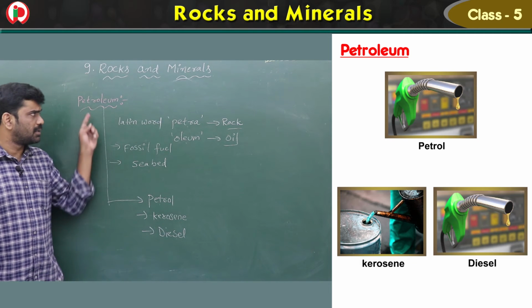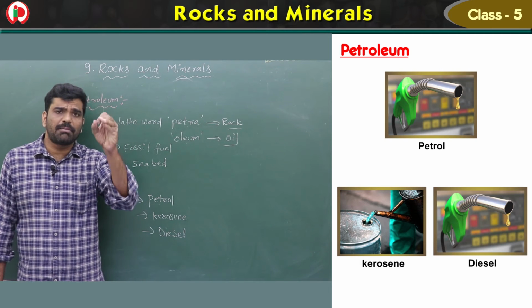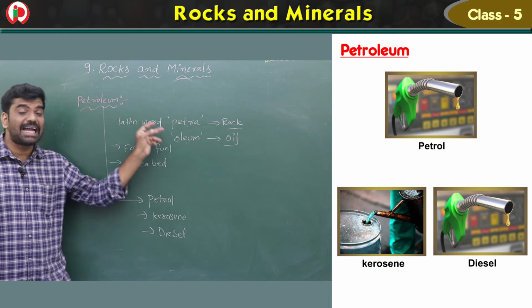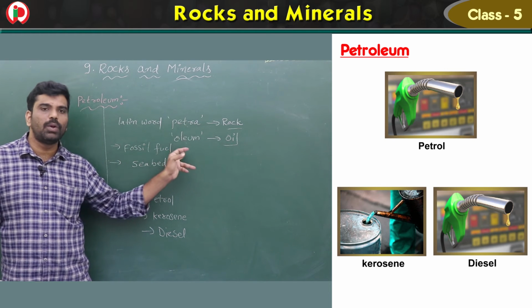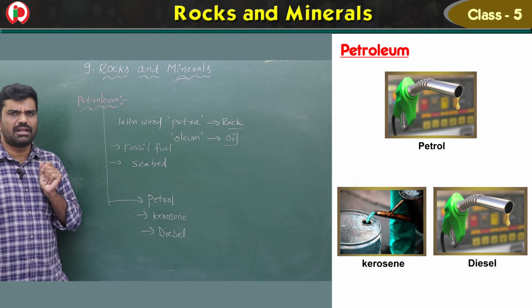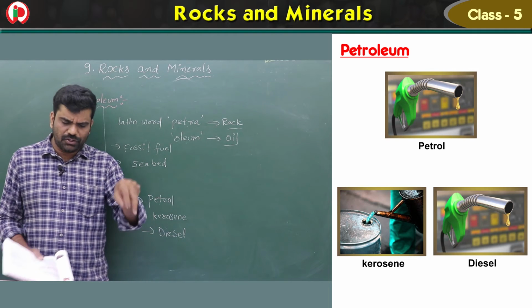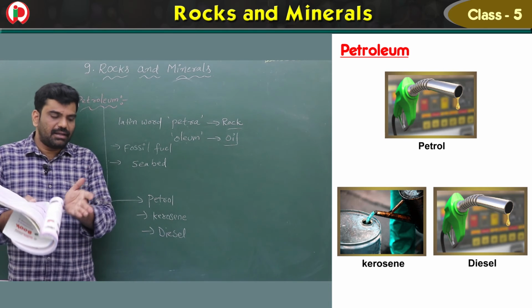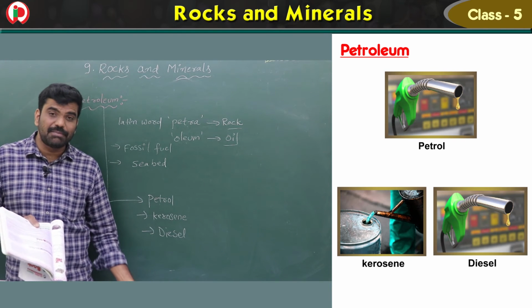Okay. So here, once again I tell, petroleum is also a non-metallic mineral. The word petroleum comes from the Latin word. Petra means rock, oleum means oil. Like coal, it is also a fossil fuel. Half of the fuel used on this earth is petroleum only, and this can be formed under the seabed.